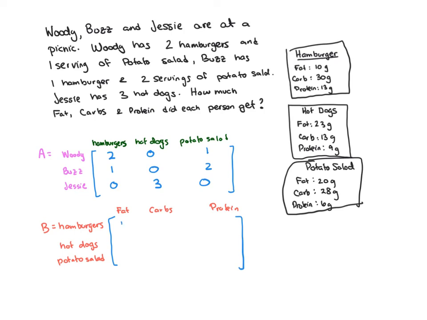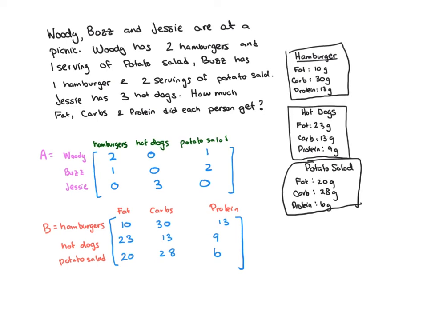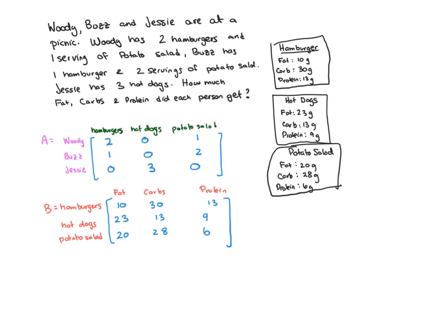So hamburgers have 10 grams of fat, 30 grams of carbs, and 13 grams of protein. Hot dogs, 23 grams of fat, 13 grams of carbs, and 9 grams of protein. And then potato salad, 20 grams of fat, 28 grams of carbs, and 6 grams of protein. So now that I have these 2, we can multiply them.